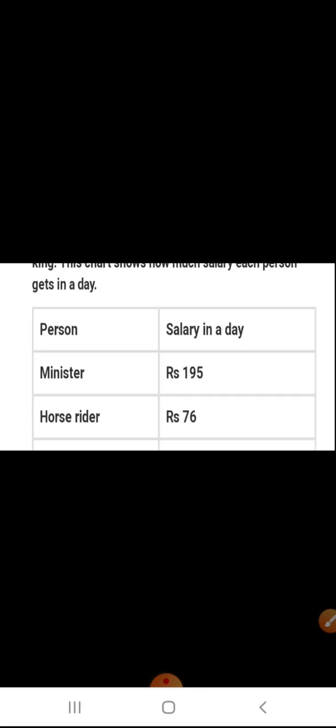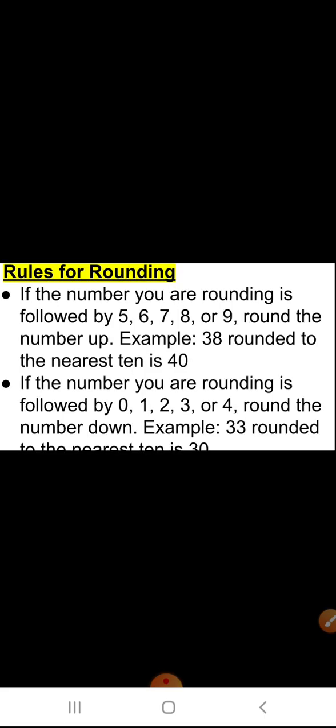Today we'll continue the same chapter, ways to multiply and divide. We have already started this chapter. In the previous video, we started how to change to the nearest 10, and we have studied these rules. Nearest 100 also we have studied.